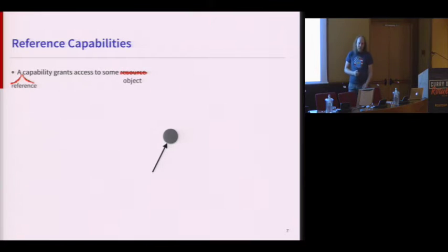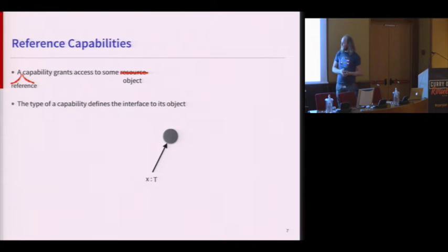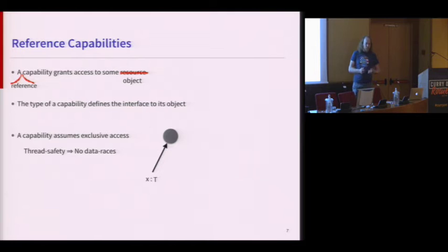And in our case, a reference capability grants access to some object. So for the rest of the talk, I'm going to be talking about capabilities, but actually I mean reference capabilities. So a capability has a type, and this type defines the interface to the object. And so by now you might be thinking, well, this sounds just like a reference, and that's basically what it is. It's merging the idea of capability and the idea of a reference, with the important property that a capability assumes exclusive access to the object.